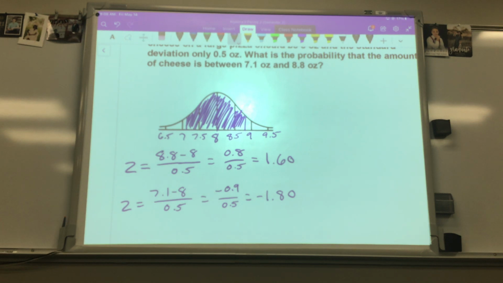Okay, so now we need to find the area associated with those z-scores, right? 1.60, 0.9452. Double check me there. Okay, so negative 1.8 then, flip her over. 0.0359, I believe.